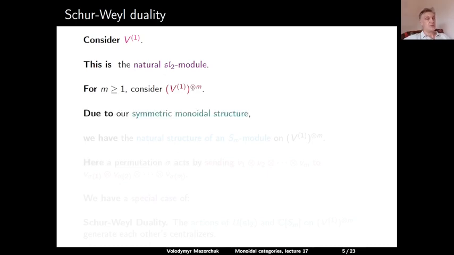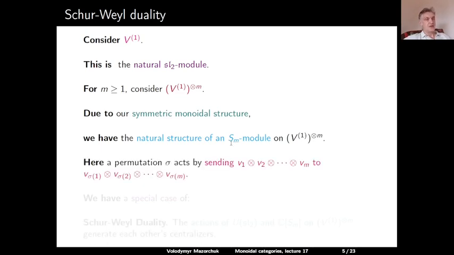And due to our symmetric monoidal structure, we have the natural structure on this tensor power of a module over the symmetric group Sm. So here a permutation sigma from Sm simply permutes components of the tensor product. So it sends the vector V1 tensor V2 and so on tensor Vm from this m-fold tensor product to the vector V sigma 1, tensor V sigma of 2, and so on V sigma of m. So on this m-fold tensor product, we have the natural action of Sm.